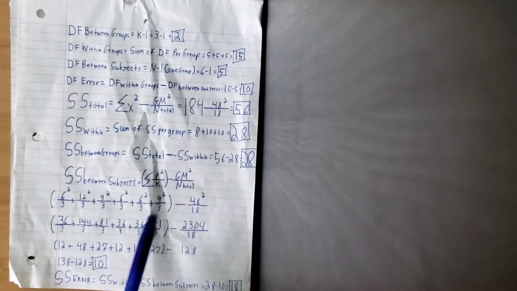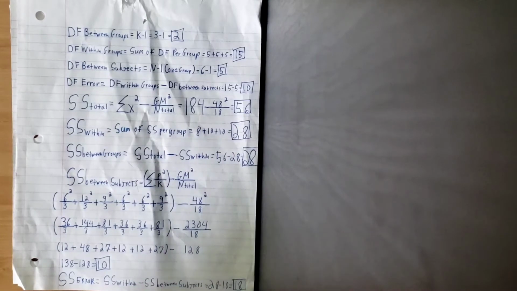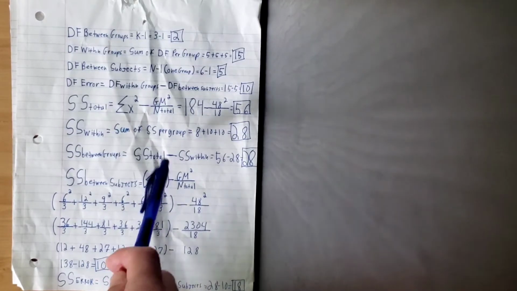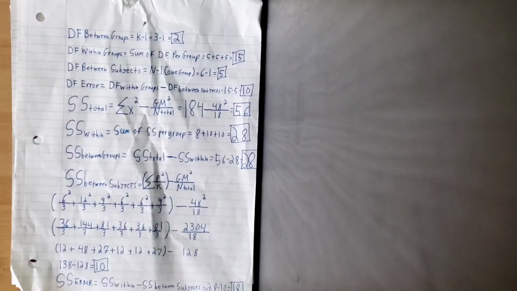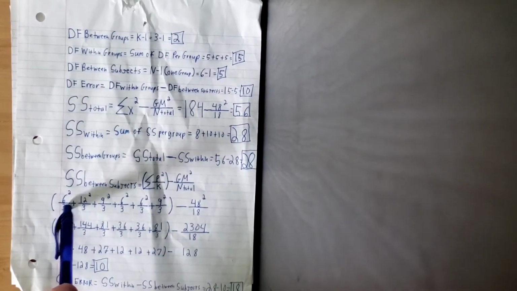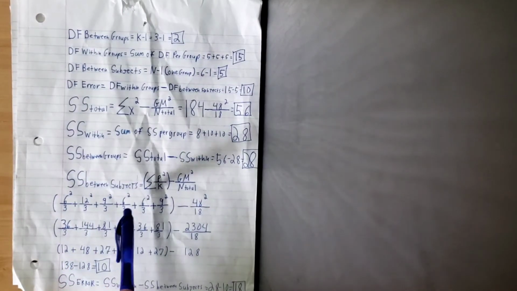The next is sum of squares between subjects. So you'll see a new symbol, P. P is the sum of each participant's score in all 3 phases of the research study. So you'll see the P scores given. So it's the sum of P squared over K minus the gram mean squared over N total, again, which is 18. So you have to do each P squared divided by K first. So if you see here, 6 squared divided by 3, 12 squared divided by 3, 9 squared divided by 3, etc.